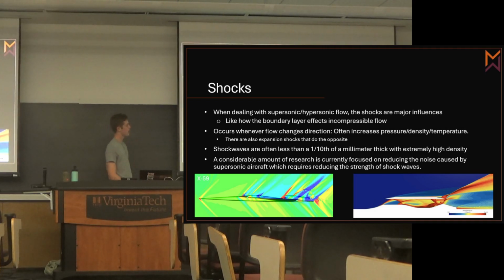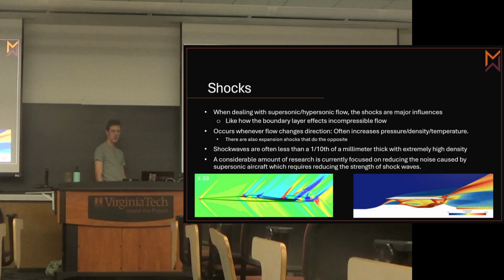There also are expansion shocks. They make less sense, but when flow goes over this, it's a continuous change in angle, and instead of a flat kind of shock, you get a region of expansion, but it's a little harder to visualize. I believe like these here, as the body tapers backwards, you can see how they're a lot wider. Those are your expansions.